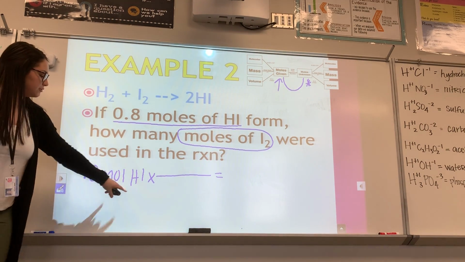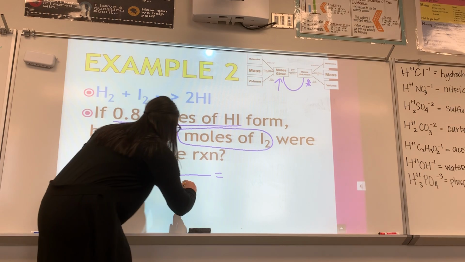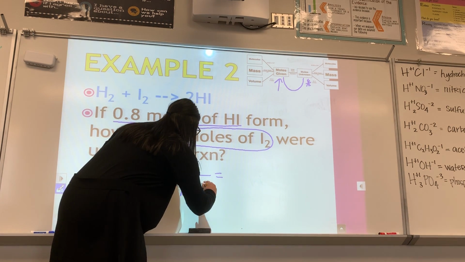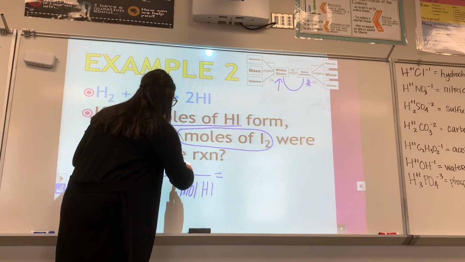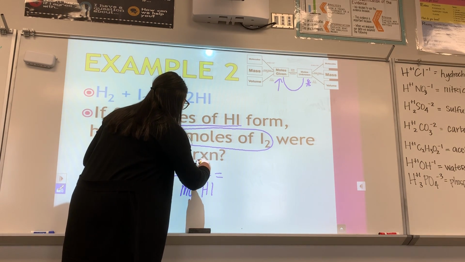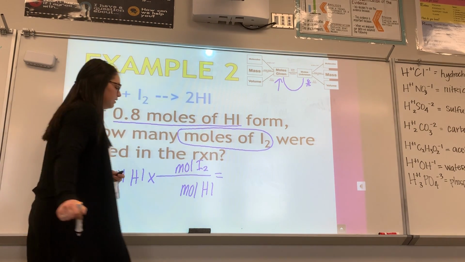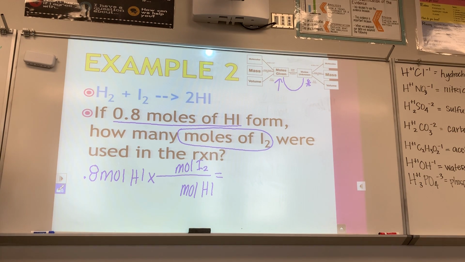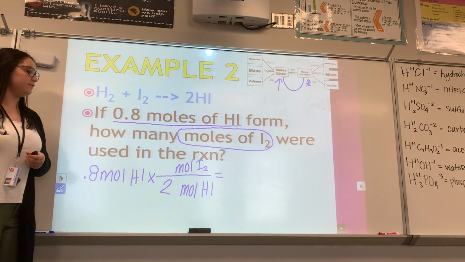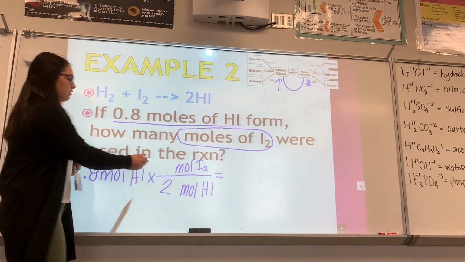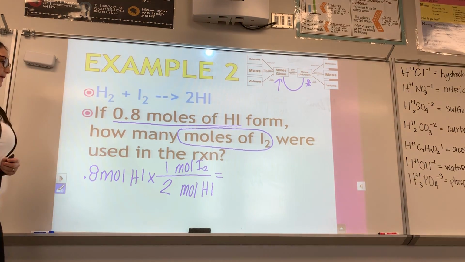I have moles of hydroiodic acid on the top, so I need to get moles of HI on the bottom. I want to find moles of iodine, so I'm going to put moles of I2 on the top. Then I fill in my numbers. How many moles of hydroiodic acid do I have in the reaction? 2. I have 2 moles given to me by my coefficient for every 1 mole of iodine.